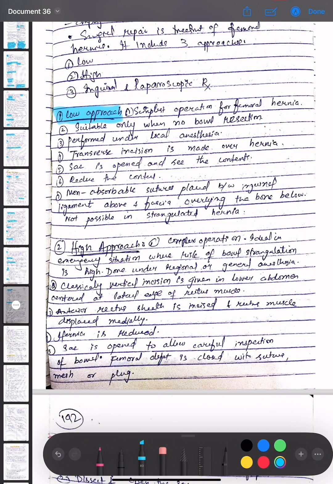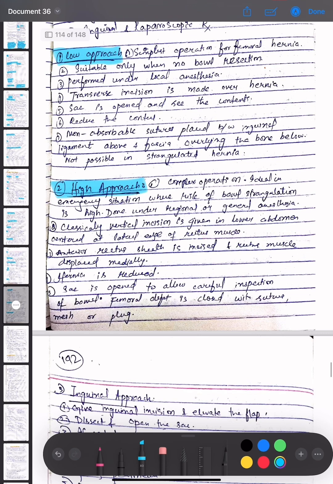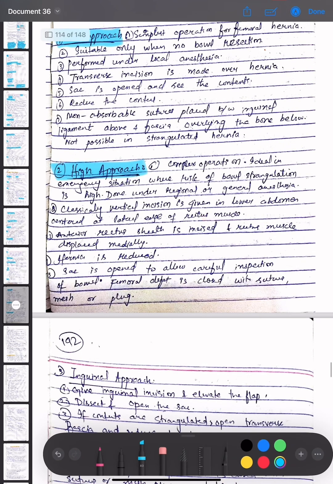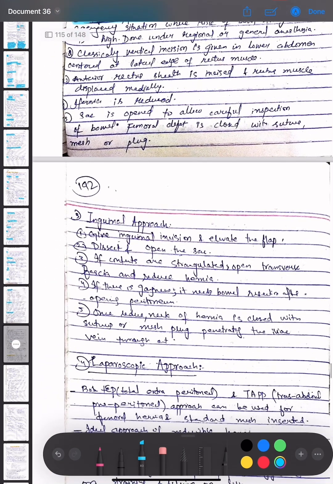Then we have the high approach, which is a complex operation, ideal in an emergency situation where the risk of bowel strangulation is high, done under regional or general anesthesia. Classically, a vertical incision is given in the lower abdomen, central at the lateral edge of the rectus muscle. The anterior rectus sheath is incised and the rectus muscle displaced medially. The hernia is reduced. The sac is opened to allow careful inspection of the bowel, and the femoral defect is closed with sutures, mesh, or plug.